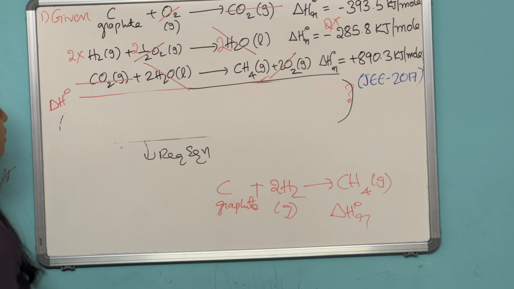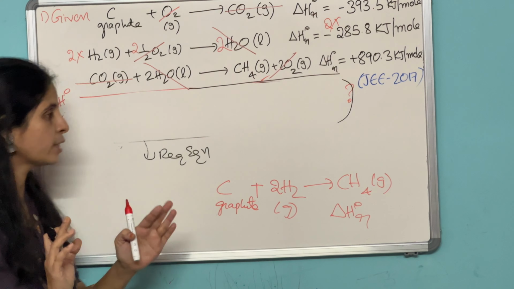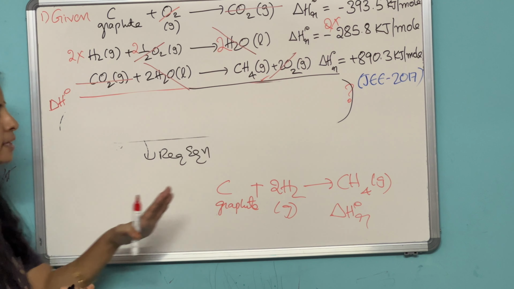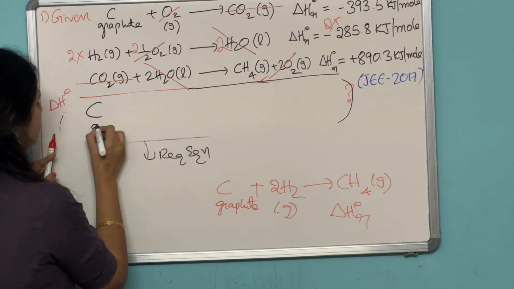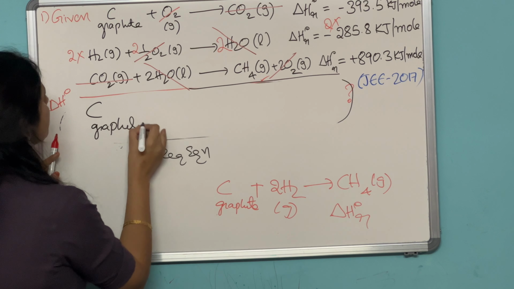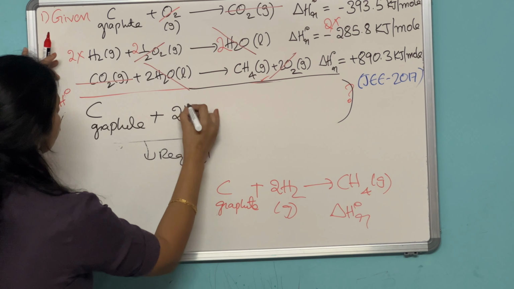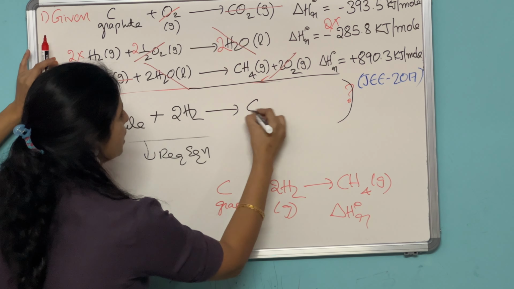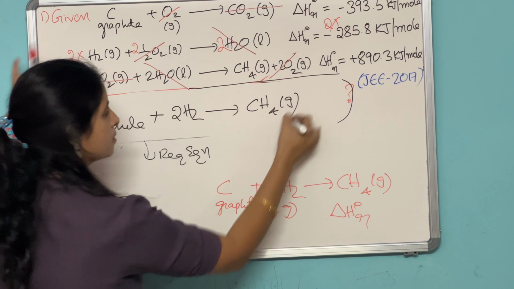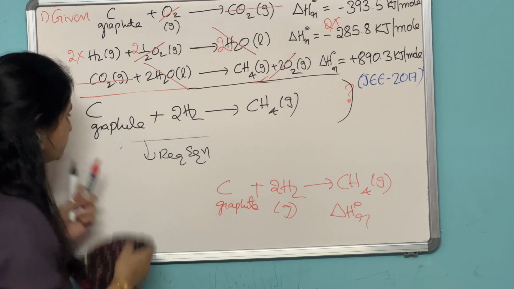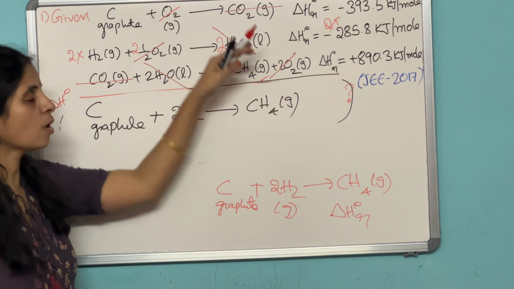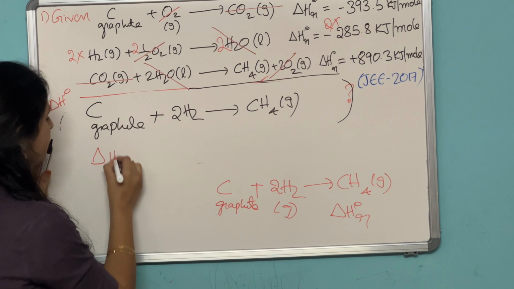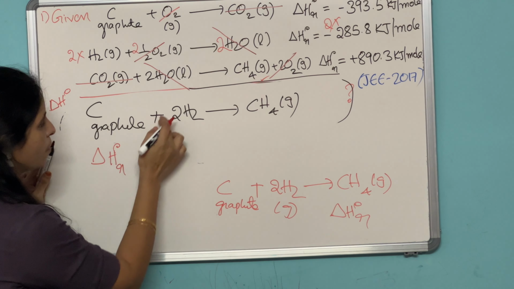Now write the remaining. What we have done, simply if you look at, we are getting this equation by using the above data. That's it. So carbon graphite plus 2H2. Anything else this side? No. Gives rise to CH4 gas. Yes, that's it. So here, how did you get this equation? Now, how to find out delta H naught R of the above equation?